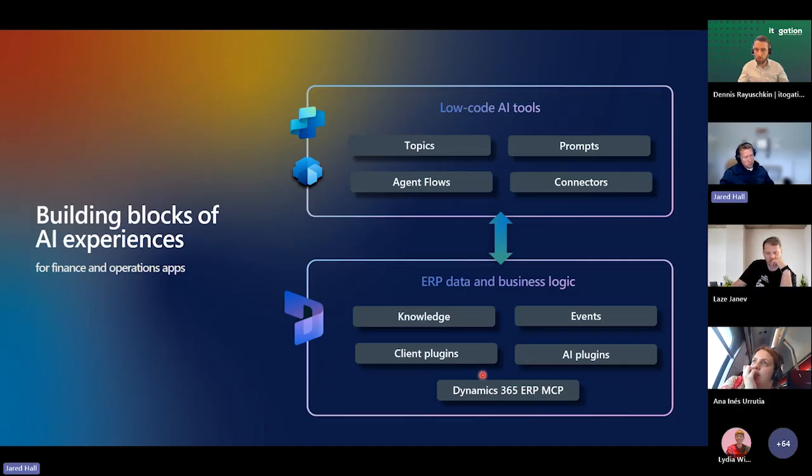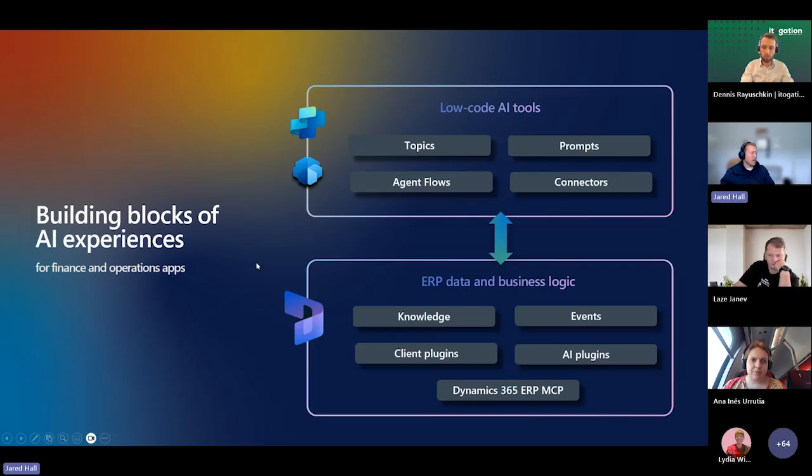And then finally down here, we'll talk in a minute about Dynamics 365 ERP MCP, the Model Context Protocol, where we've built a Model Context Protocol server that is exposed in Copilot Studio and is available to other agent platforms that are compatible with this protocol to be able to invoke business logic in our backend system.